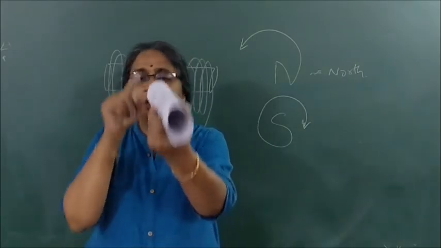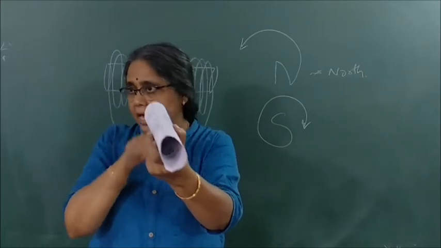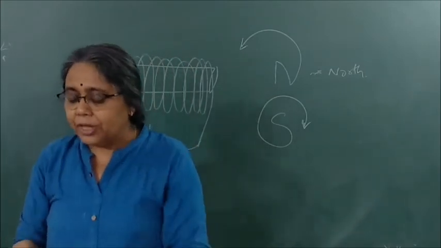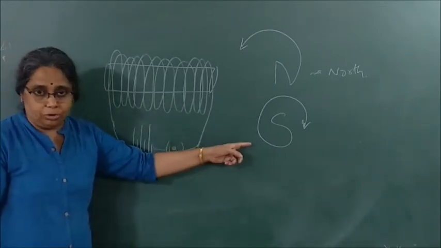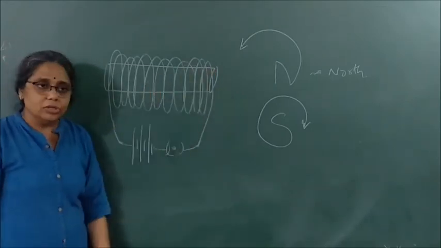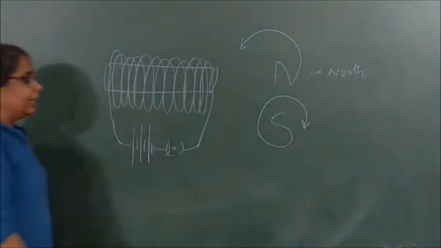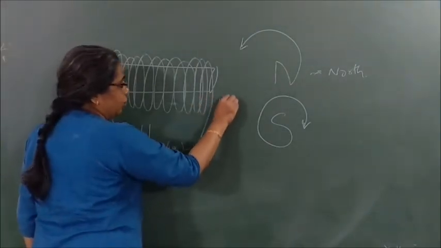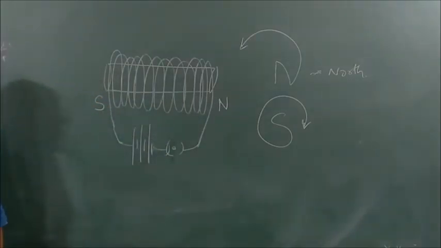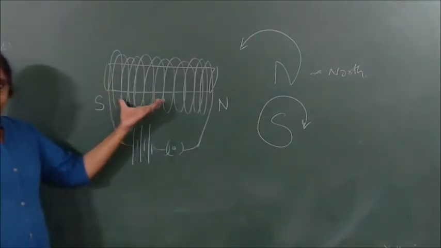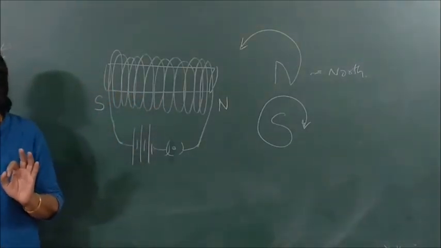Towards you is better. There you can see whether the current goes clockwise or anti-clockwise. The end which goes clockwise is called the south pole, and the end which goes anti-clockwise is called the north pole. Let us suppose this is my north pole and this is my south pole. This solenoid exactly behaves like a bar magnet.